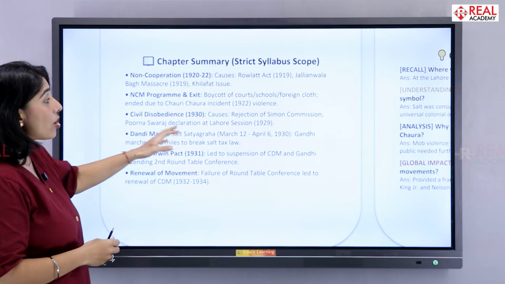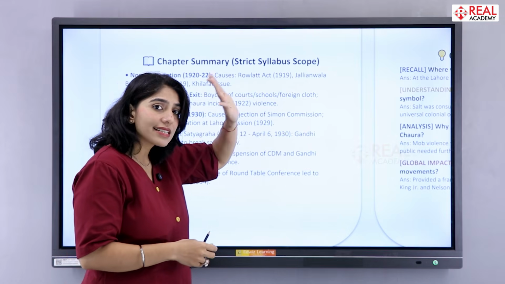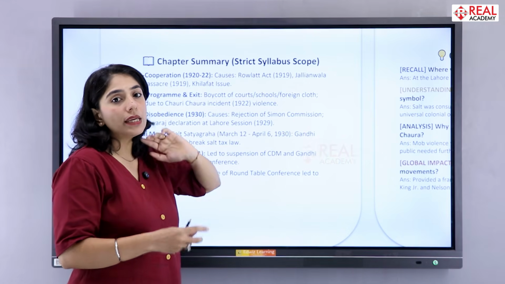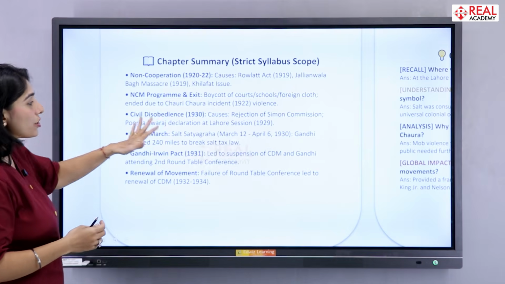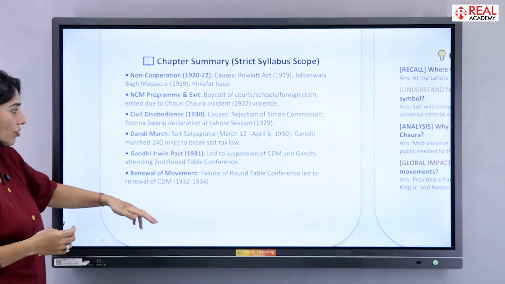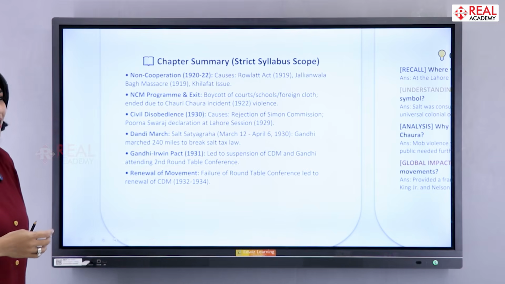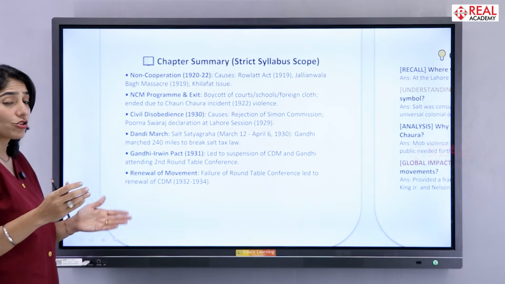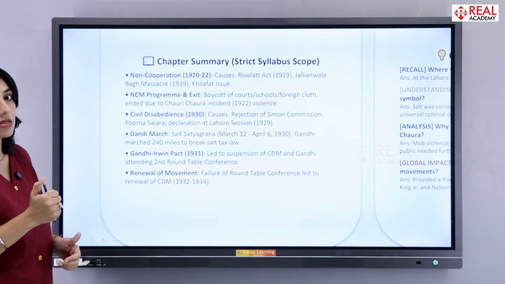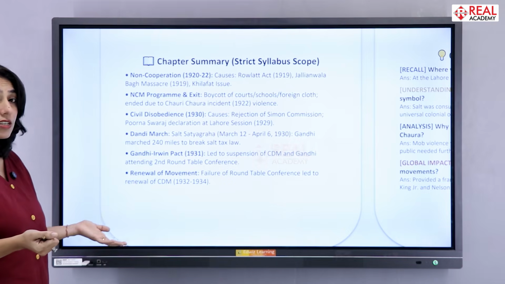All right, so we'll talk about the rejection of Simon Commission. Simon Commission itself could be a topic here in the form of a question. Then Purna Swaraj Declaration at the Lahore session. The most important one here is Dandi March. At least I am sure you all must have come across a picture of Mahatma Gandhi walking with the Dandi here. So it could be a source-based question, it could be a picture-based question.